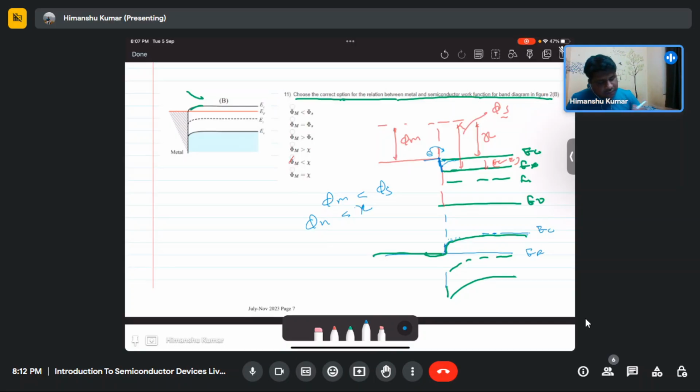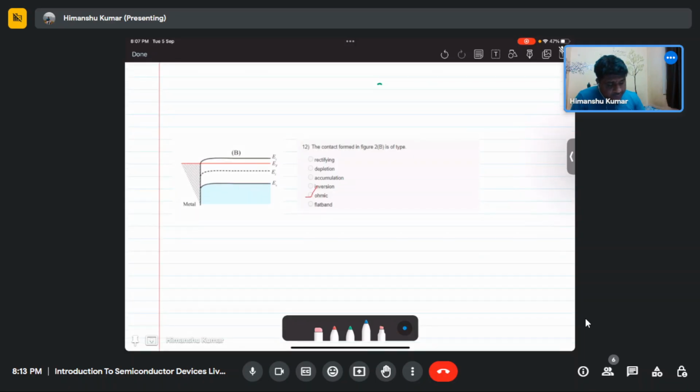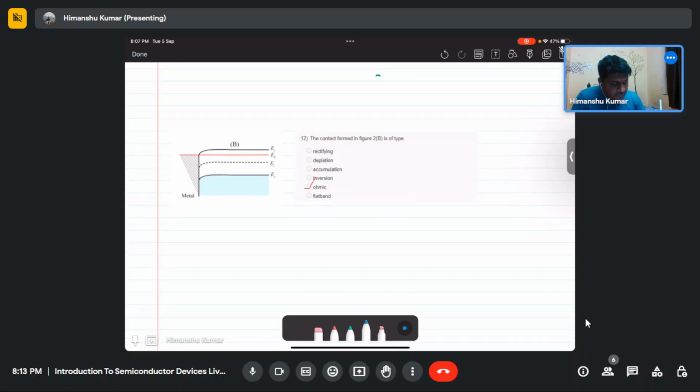So this is possible if the metal work function phi m is less than the electron affinity of the semiconductor. Now what will happen? The contact formed in figure 2 is of this type.